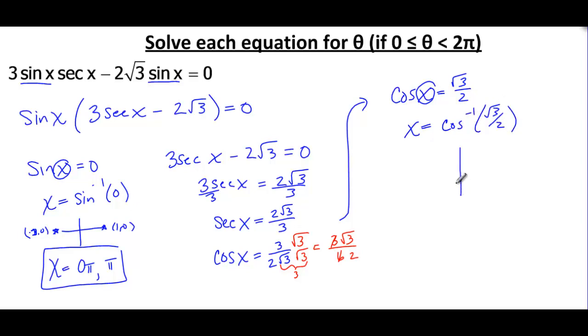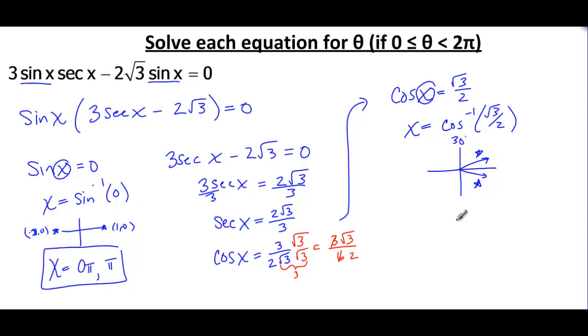Okay, so let's think about this. Cosine is my x value. When is x positive? X is positive in the first quadrant and in the fourth quadrant. So my 2 answers are going to fall in those 2 quadrants. I want to know when is the x value root 3 over 2. Well, that is my 30-degree family.